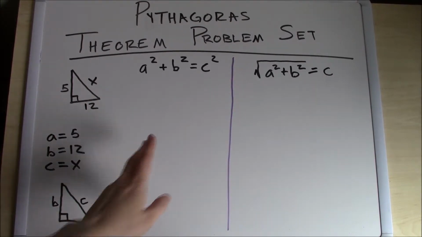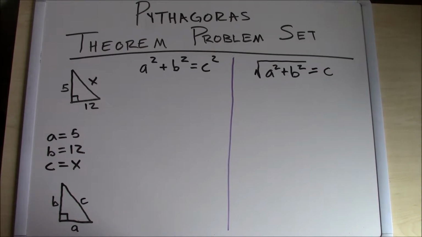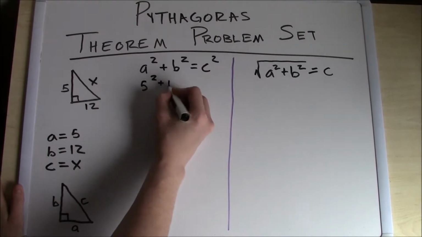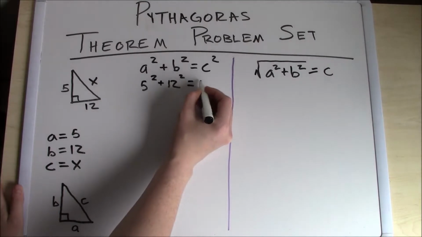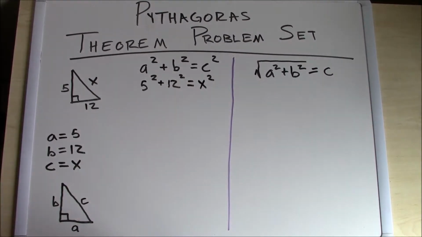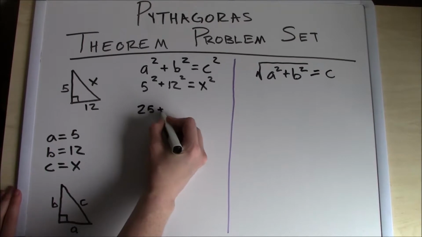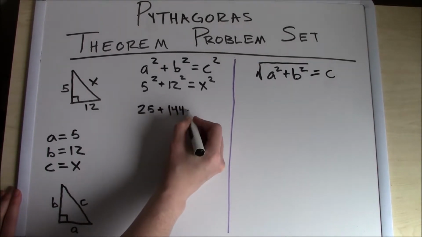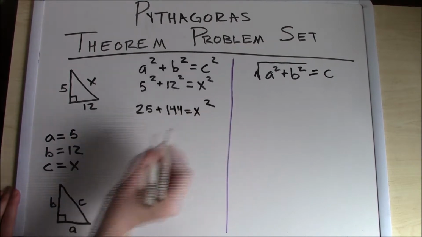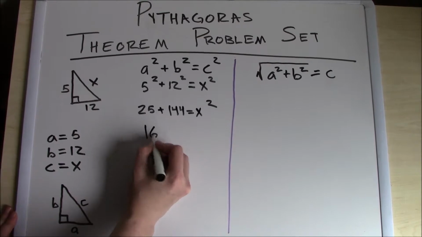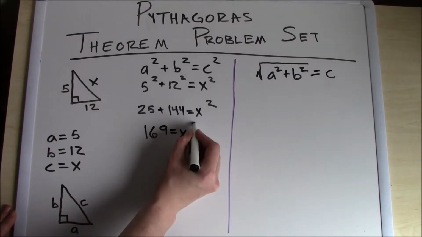So let's start off. We're going to start with the easier one. What you're going to do is just input the data. So a equals 5, b equals 12, and c is x. Alright, so you got the square roots. Now you just write down those values like that. Okay, then we got addition. So 169 equals x squared.